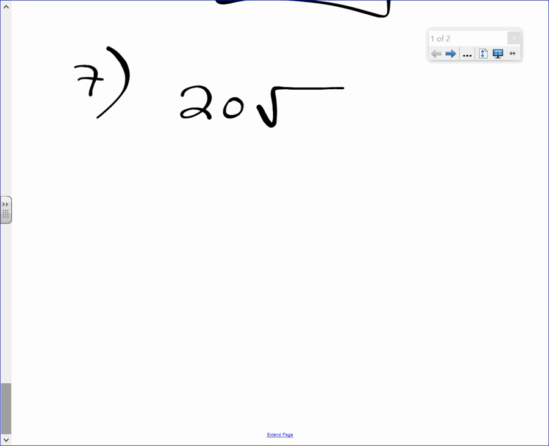20 times the square root of... that's a perfect square though. How about this one? 80. 20 times the square root of 80.